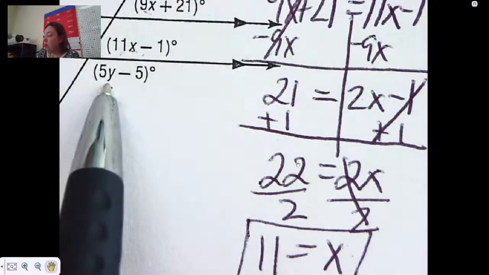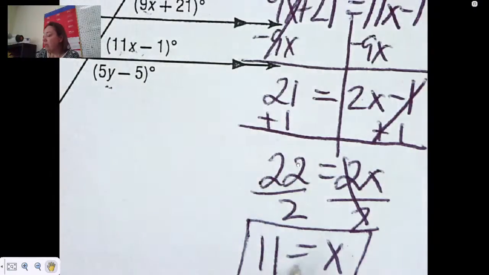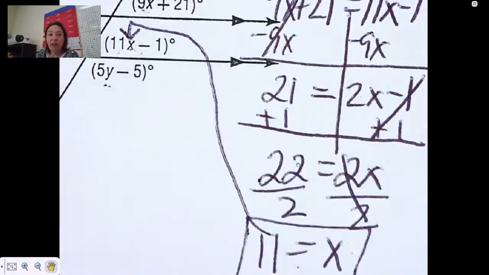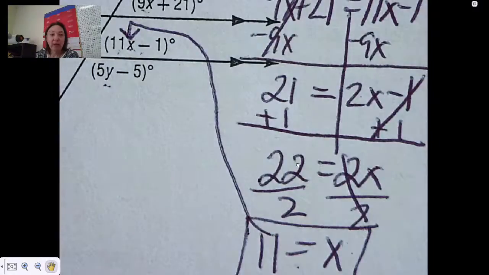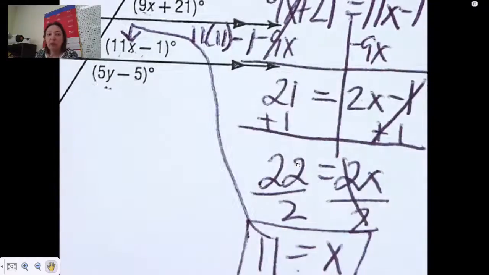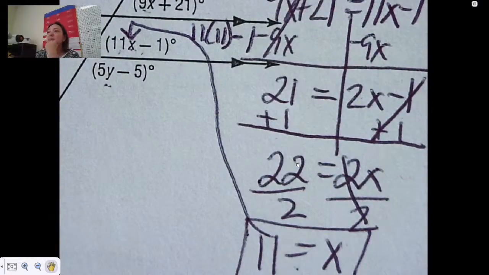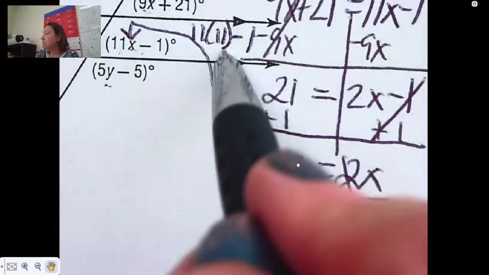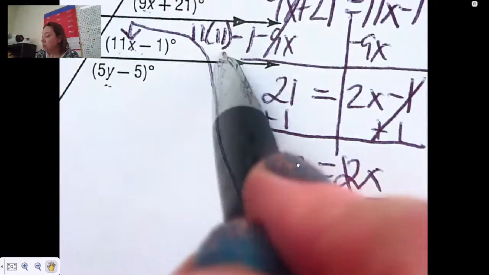Now, I still got to go back and find this y. But now that I know this value for x, I can plug that in for that x right there and do the math. So if I do 11 times 11 minus 1. What's 11 times 11? 121. 11 times 11 is 121. Minus 1. What is that? 120. So y'all, this angle is 120.